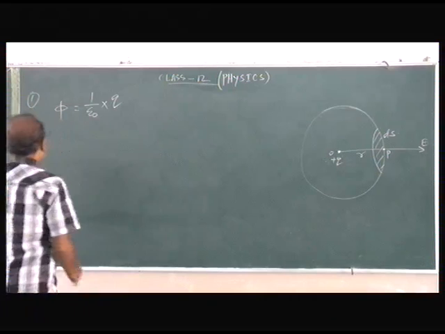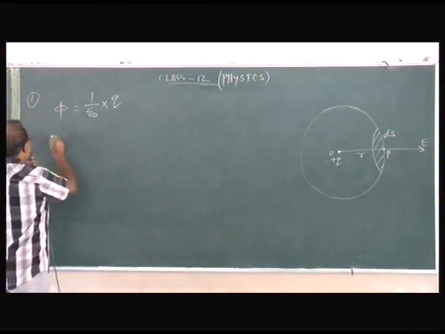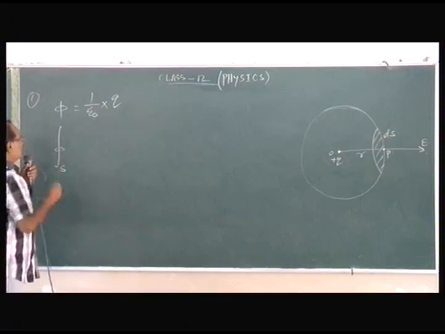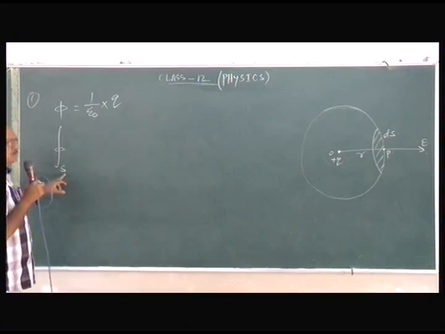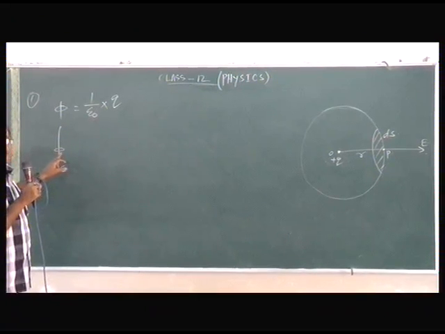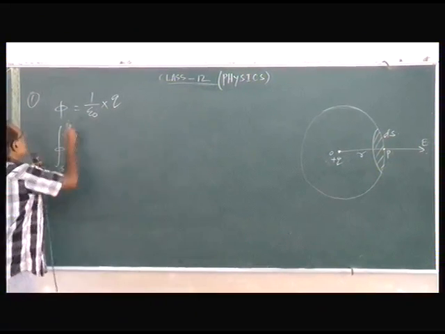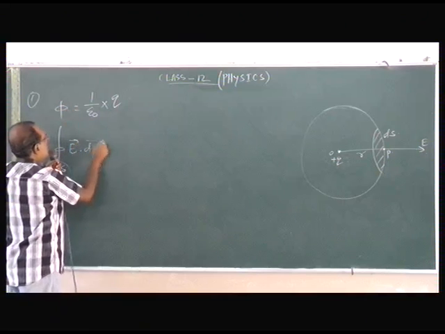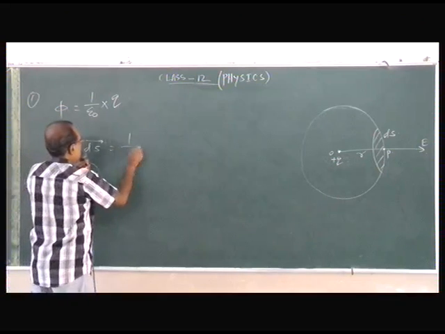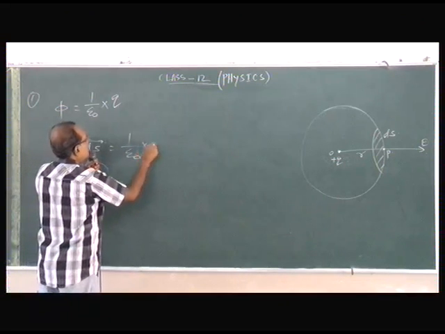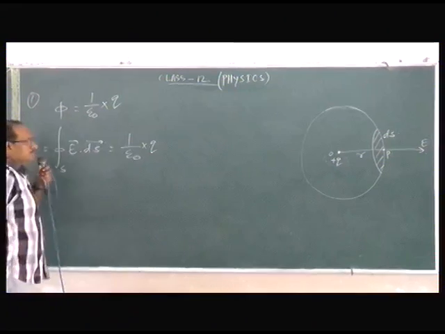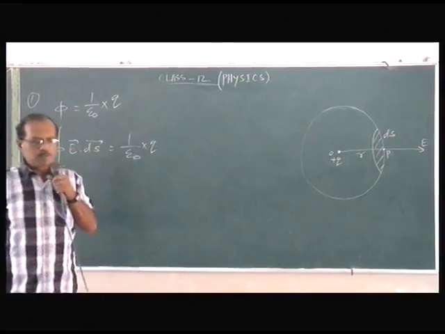Other way also we can write. This integration sign, S is for surface, and this round one is showing a closed surface. So this one is written as the integral of E dot ds is equal to 1 by epsilon naught into Q, this is also equal to phi. This way also we can write.